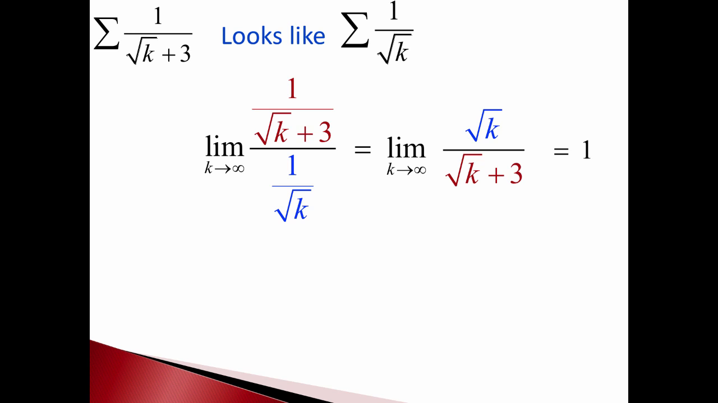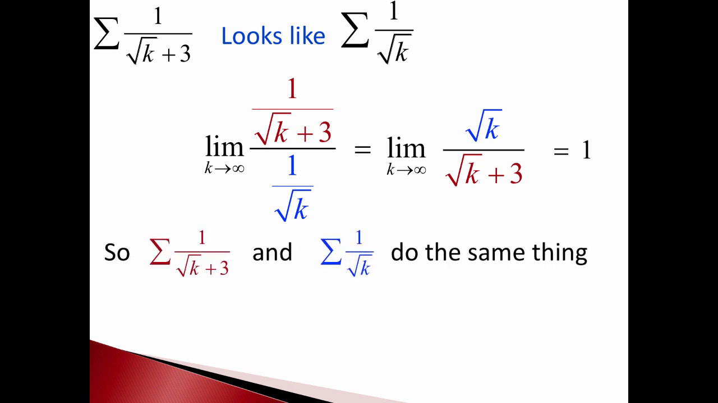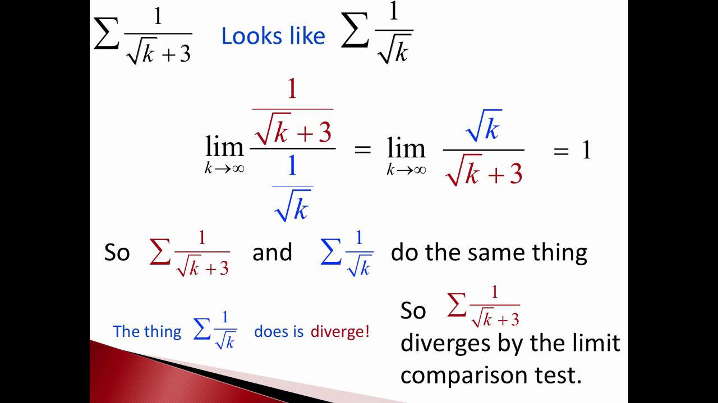So great. That means that the two series, the blue 1 over k to the 1/2 power that I knew diverges, and the one I'm trying to test, the sum of 1 over square root of k plus 3, they do the same thing. Right? And of course, the thing that 1 over square root of k does is diverge. So that means the one I didn't know diverges by the limit comparison test.